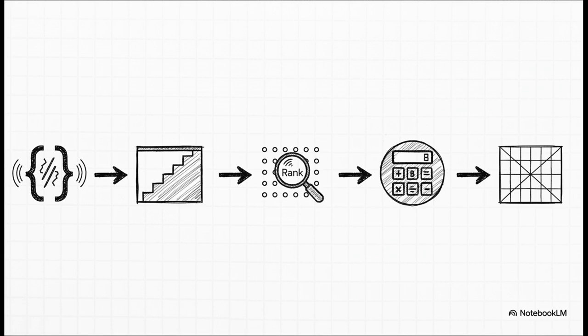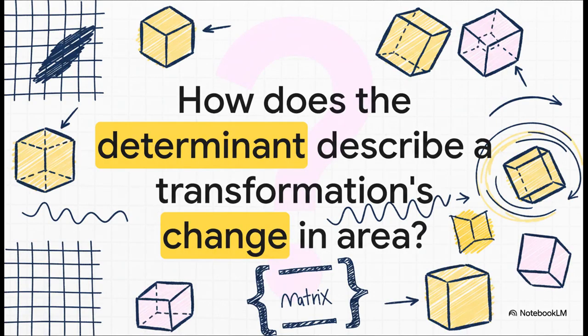It all connects. And I'll leave you with one final question to think about. We know the determinant tells us about invertibility, but if a matrix is a transformation, say it stretches a square into a parallelogram, what do you think that number, the determinant, tells you about how the area has changed? That's where things get really interesting.